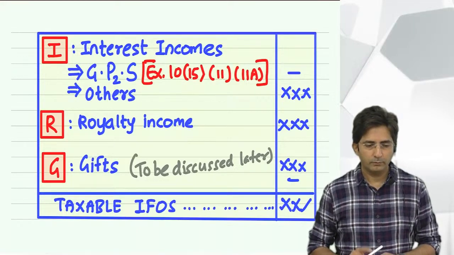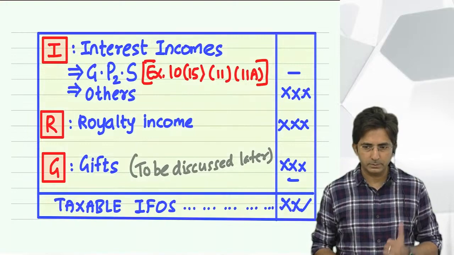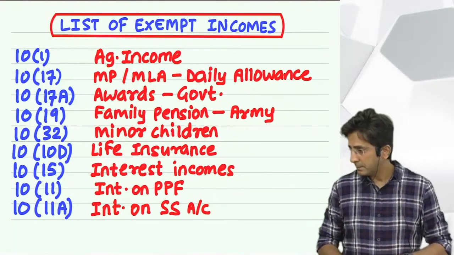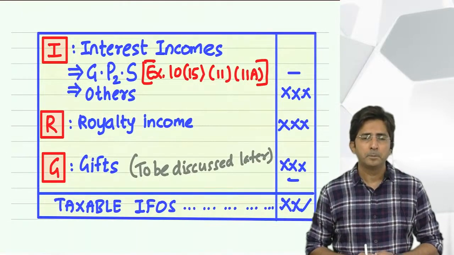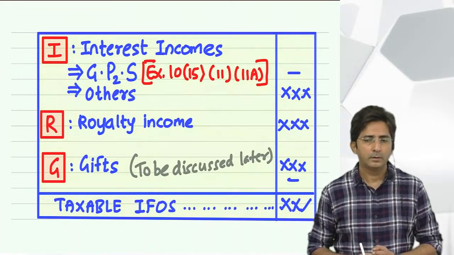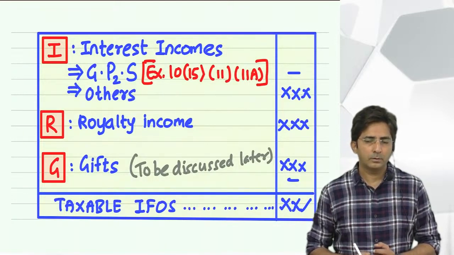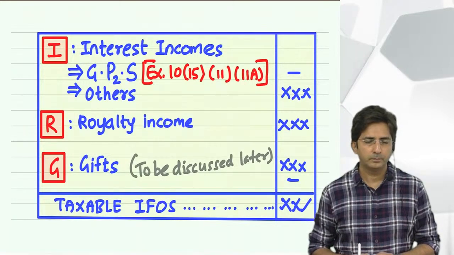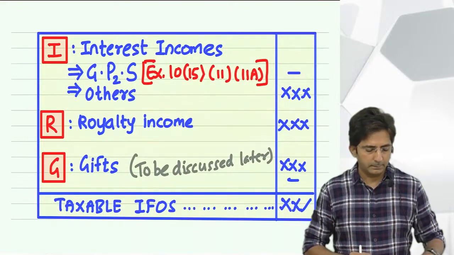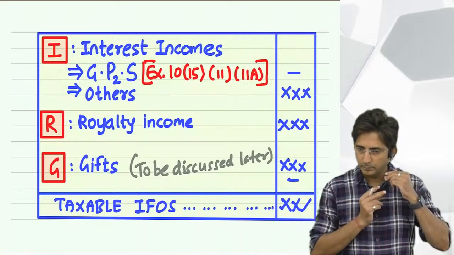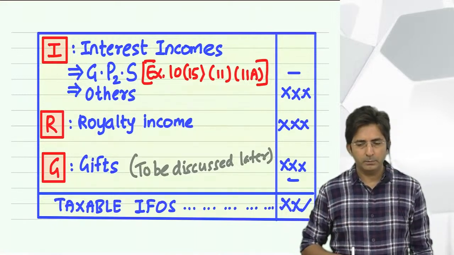Okay, Vivek, you answer. List of exempt incomes, this whole list. Good, very good. Gold bonds. Income of minor child, it is exempt up to how much? What is the limit of exemption? 1500 per child.